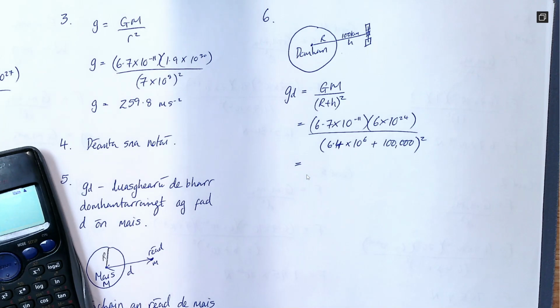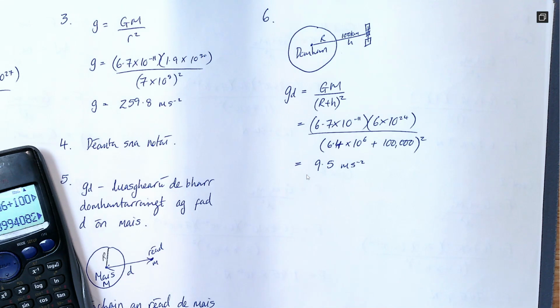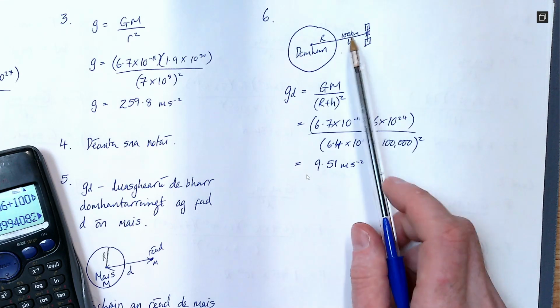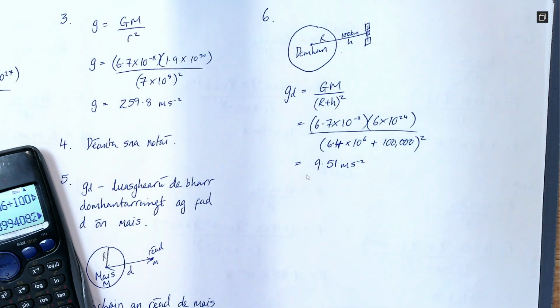Distance d equals the radius of the Earth, 6.4 by 10 to the power of 6, plus 100,000, squared. That gives us 9.5 meters per second squared. So the distance d is R plus H, where R is the radius of the Earth plus 100,000 meters. So can you convert that into meters? Right, just a question.